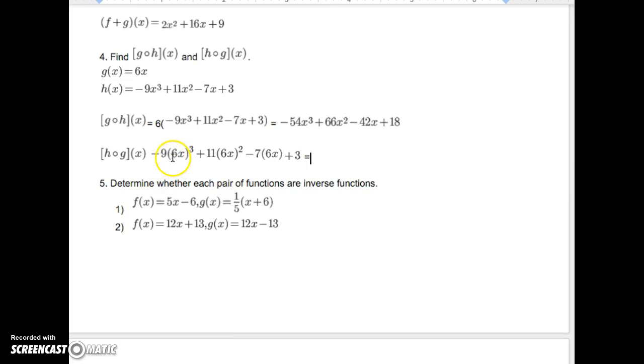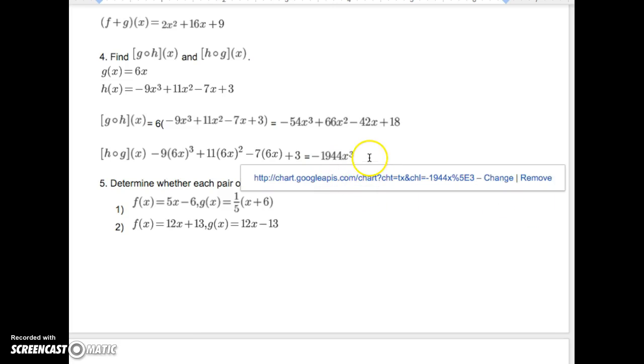So what I have to do this time is I'm going to do 6 to the third power times negative 9, and then x to the third power. So 6 to the third power is 216, and 216 times negative 9 is negative 1944. And so that's going to be times x to the third power.